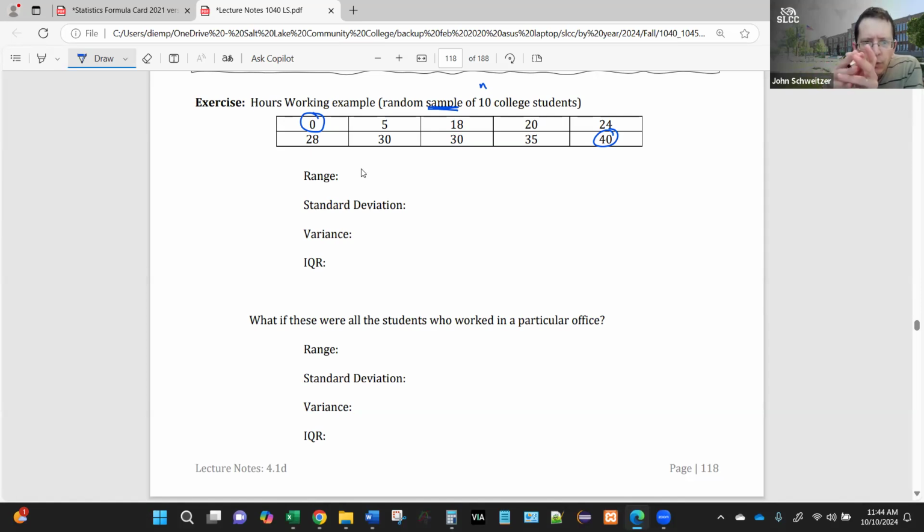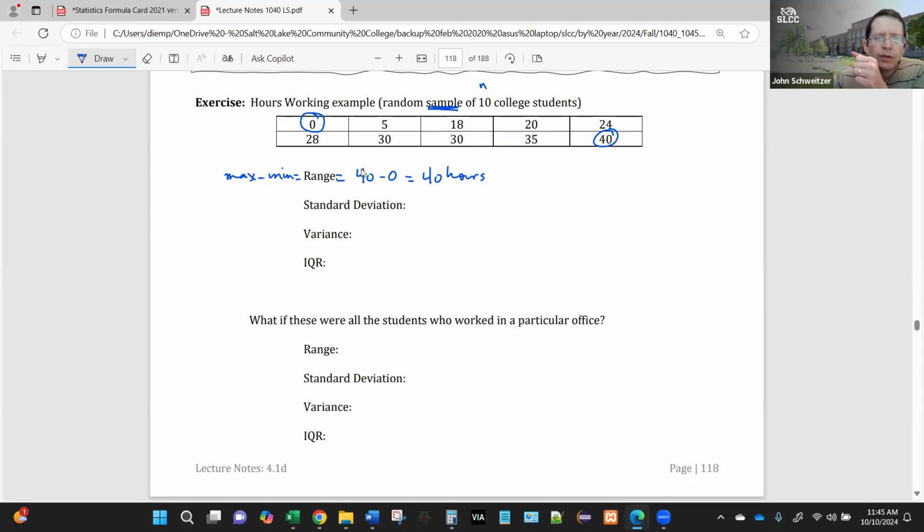So what would the range be? If we're trying to measure how spread out number of hours worked is, we could start with the range, right? So the range, remember, is max minus the min. Okay, so the max here is 40, the min is 0, 40 hours for the range. Okay, so that's how spread out this data set is, right? It ranges all the way from 0 up to 40. What about the standard deviation?